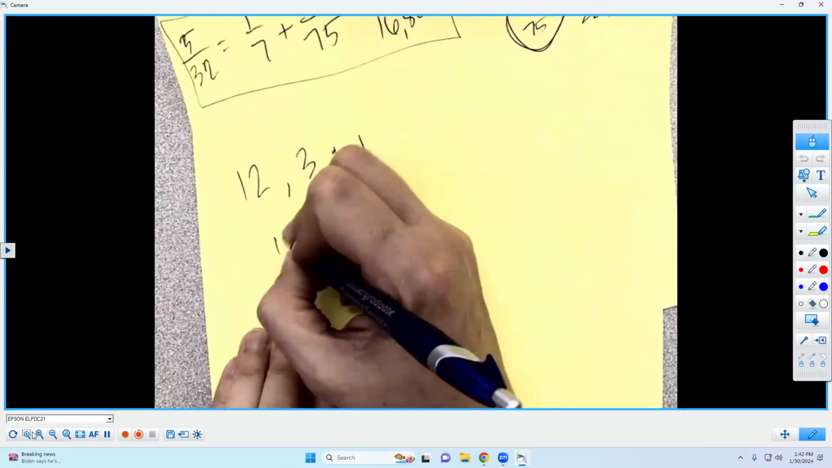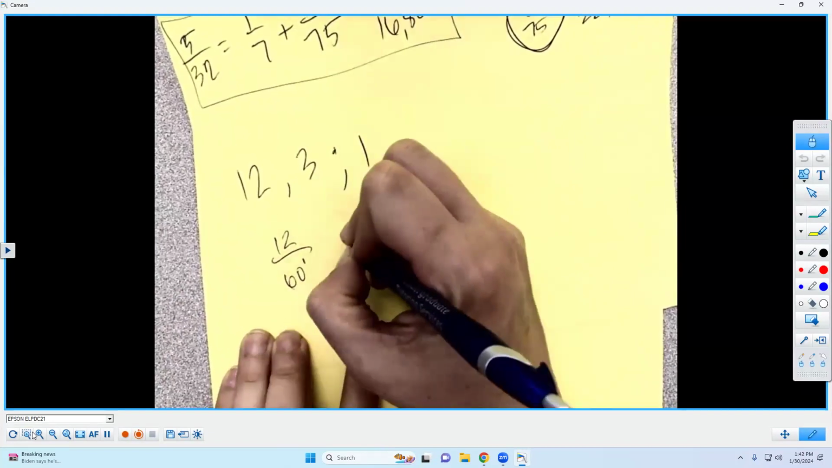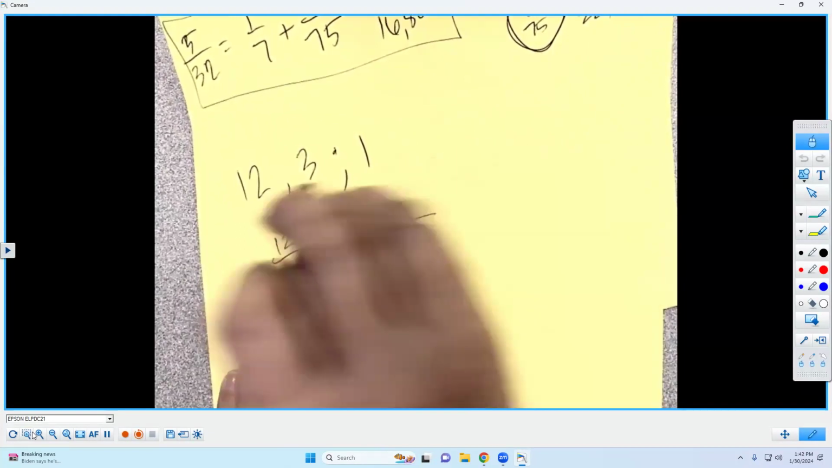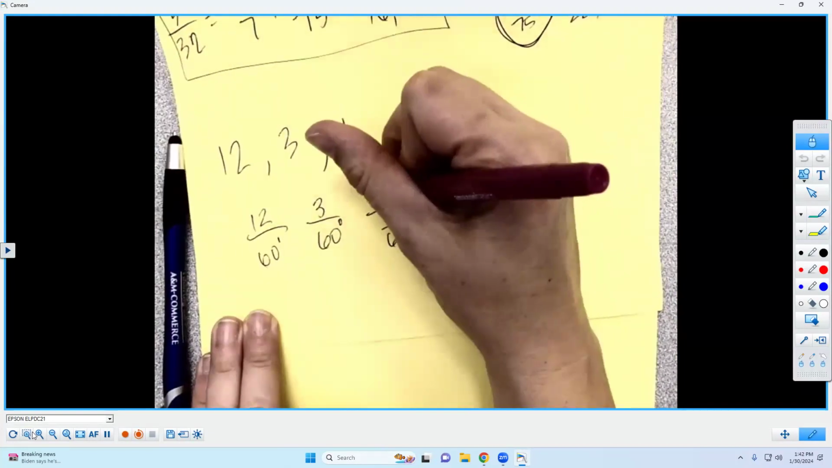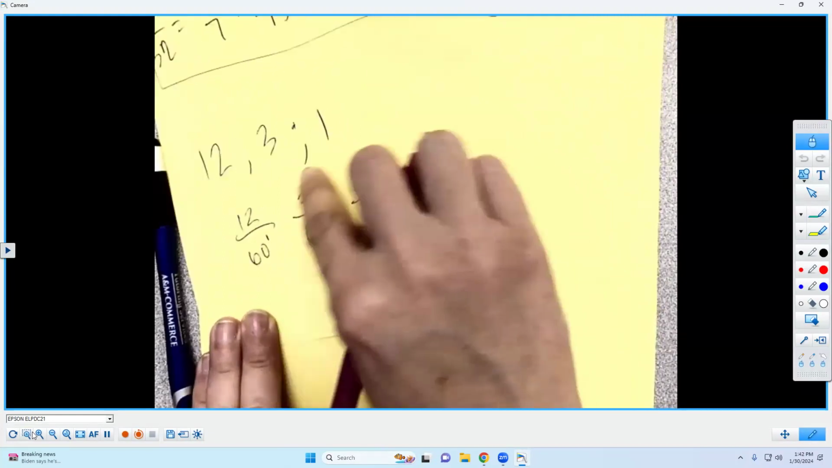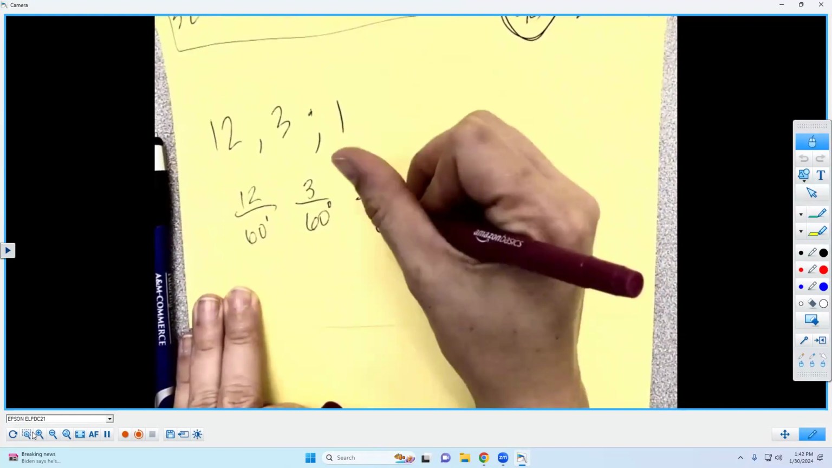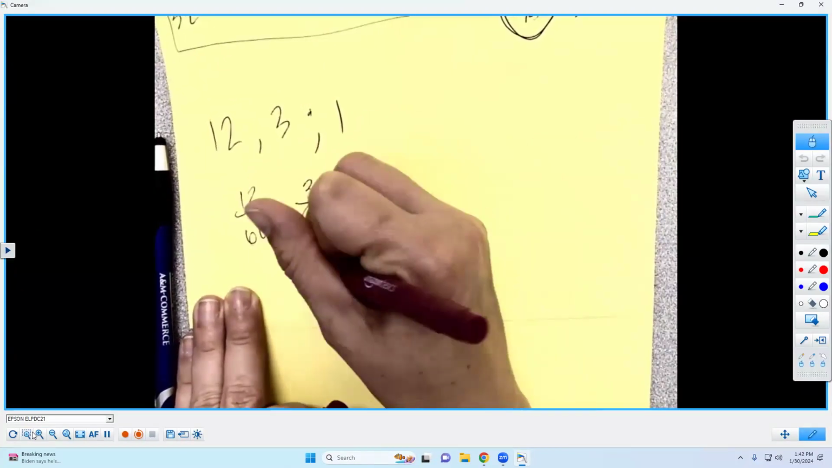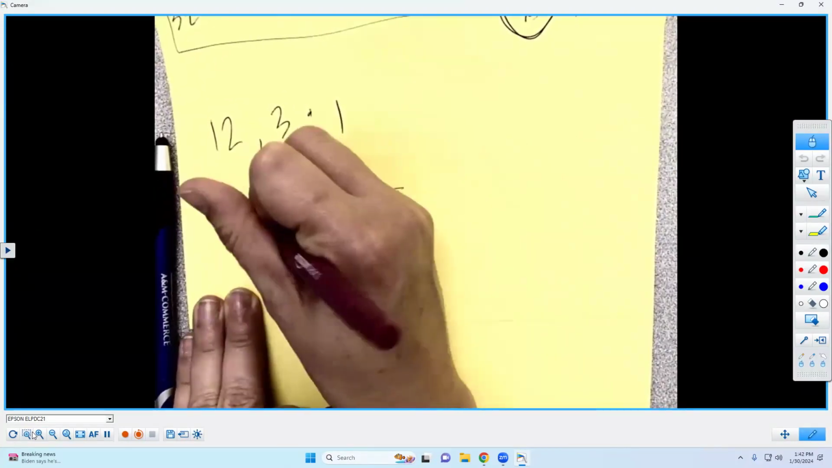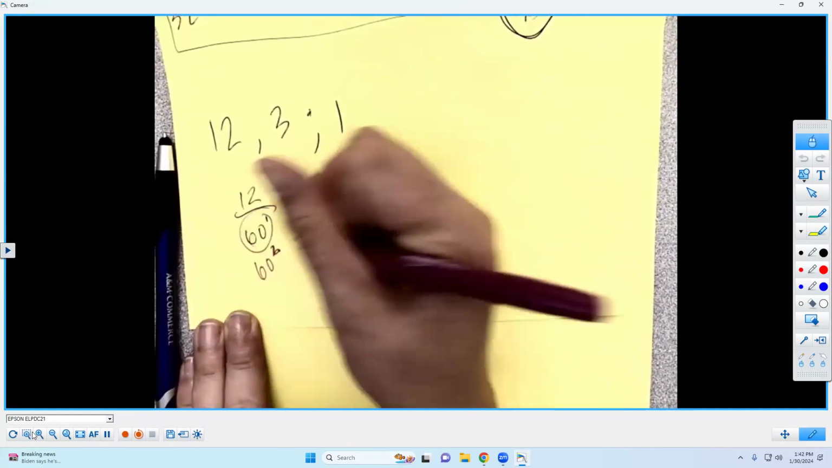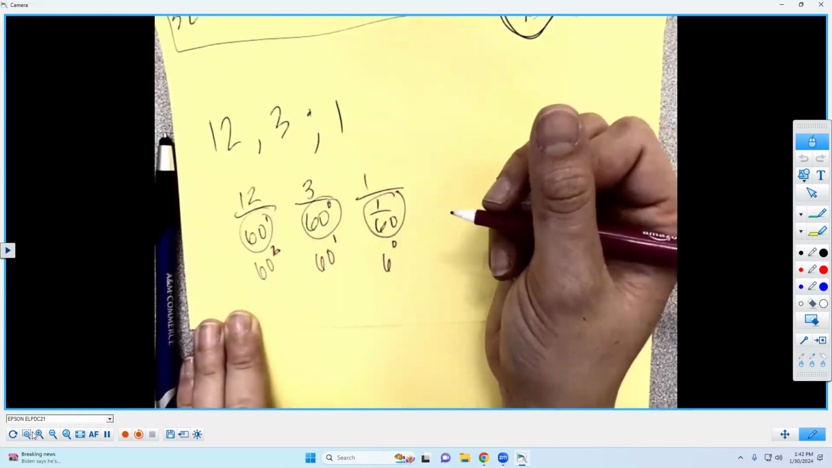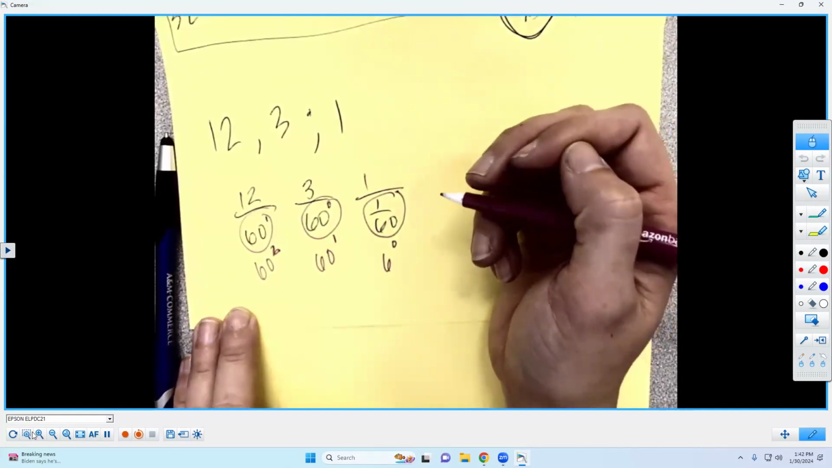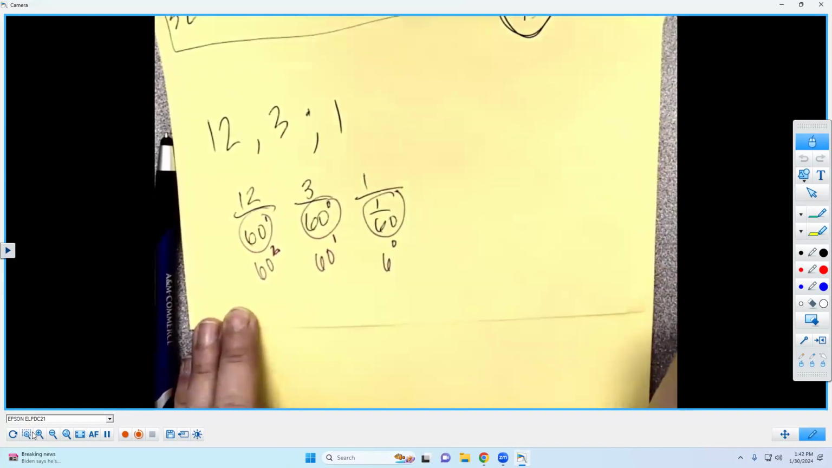So if that was the situation, this would be 12 over 60 to the first power, 3 over 60 to the 0 power, and 1 over 1/60th. So if I multiply everything by 60, it's going to bump over. So this now turns into 60 to the 0 power, this turns into 60 to the first power, and this turns into 60 squared. So you're essentially just moving the decimal to the right. Exactly. To the right, correct.